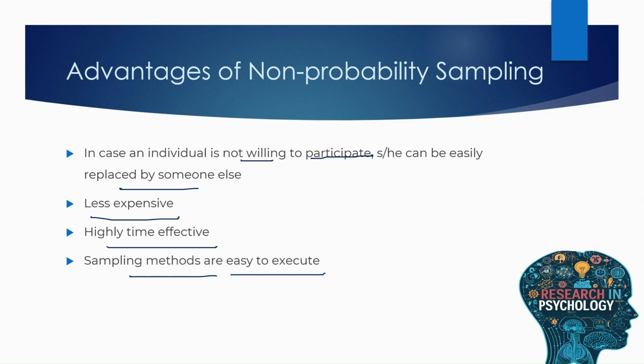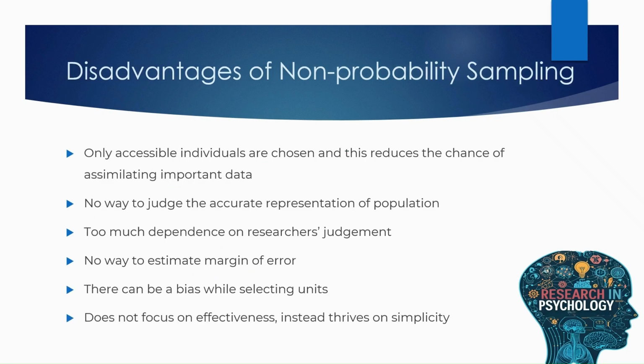Okay. So these are the advantages of non-probability sampling. It's time effective, easy to execute, less expensive, right? And every individual is easily replaceable. Finally, disadvantages of non-probability sampling. We have only accessible individuals are chosen, and this reduces the chance of assimilating important data. Right? So if I am doing the study, the people in my sample would be only people I know or who are accessible to me, right? So this could give me a very wrong data.